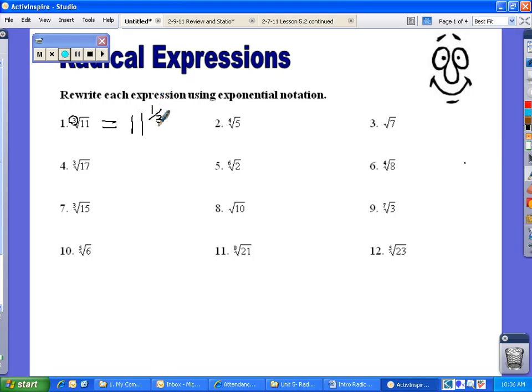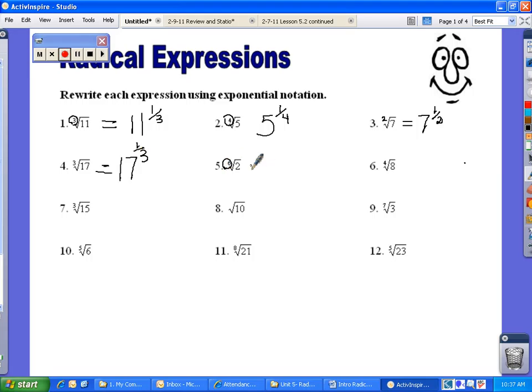the 1/3 power. For number 2, again, this is the 4th root, so that means 5 to the 1/4 power. Number 3 is the square root of 7, which is basically 7 to the 1/2. So remember that 2 is assumed on the outside of the radical symbol. Number 4 is 17 to the 1/3 power.